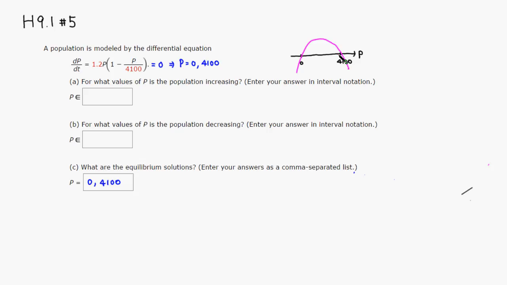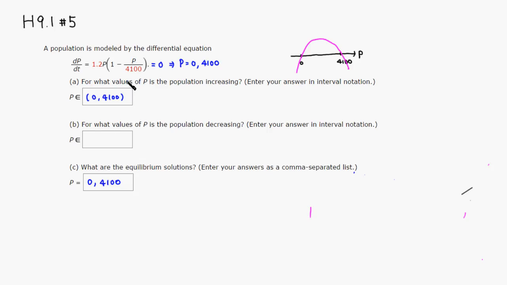If P is the population and it is increasing, then we look at the derivative dP over dt. We want the derivative to be positive so that P is increasing. You can see that between 0 and 4100 the derivative is positive, which means the population is increasing. So we can put between 0 and 4100, the population is increasing.